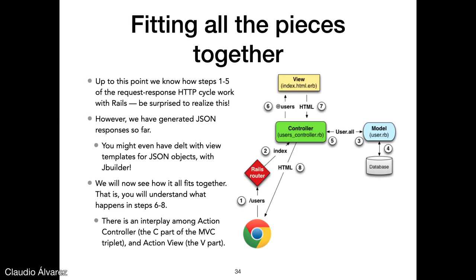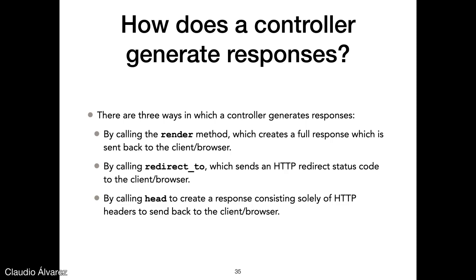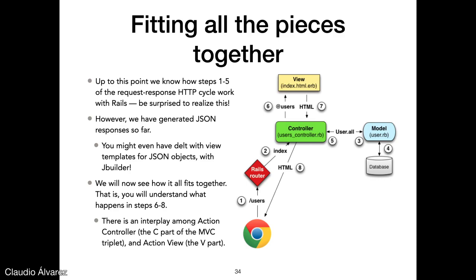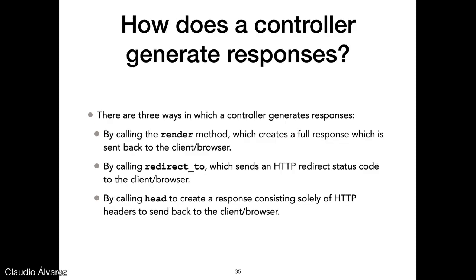Step 7 is the rendering. The rendering is performed by the controller by calling the render method. Actually, I think it's step 6, and the return value of render is step 7. So render is one thing, right? Then there's the possibility that by calling an action, that action will redirect you to another action.